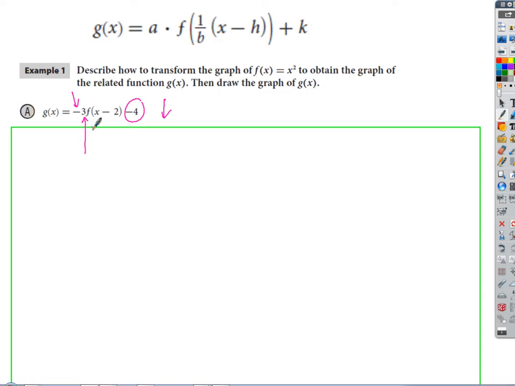One other thing. Yes? It's going right 2. It's going to the right by 2 because of the 2 right there. Does that make sense? Okay.